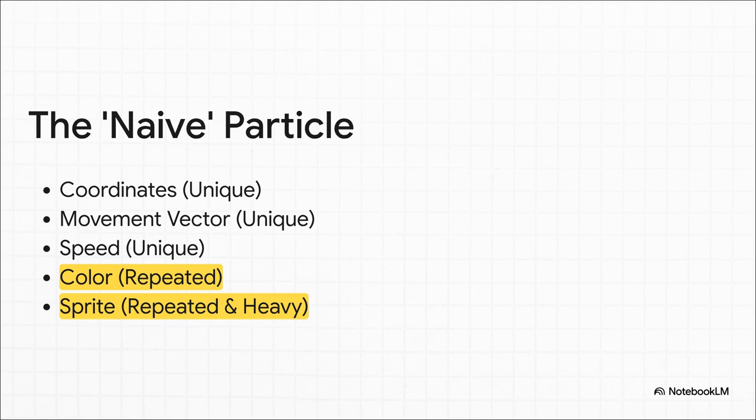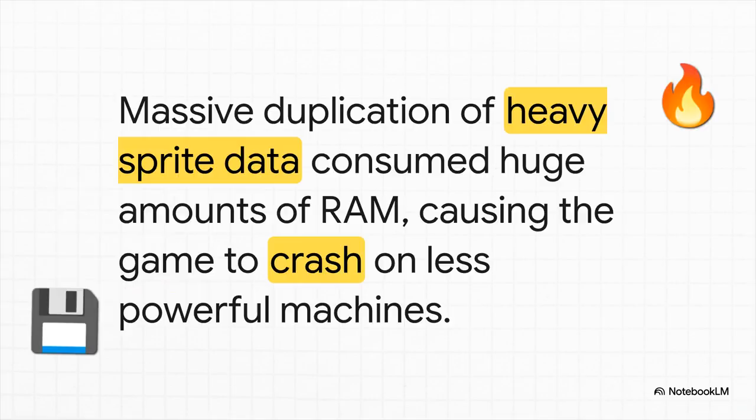Now, this is where things get really interesting. See, each of these particle objects had its own unique data, right? Like its specific coordinates and its speed. But it also stored its color and its sprite, the actual graphic. So for every single bullet, the game was storing the exact same heavy sprite data thousands and thousands of times over. And that, right there, is our culprit.